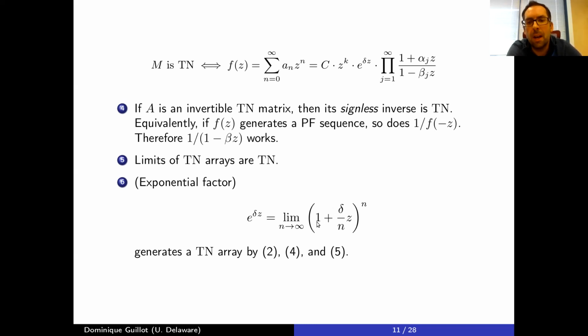Now, if you look carefully inside the parentheses, this is a function of the form 1 plus alpha z. We know those work. You raise it to the power of n. Products are fine, so that works. Then you take a limit. That also works. So the exponential is fine. And therefore, we've proved that every single one of these functions is going to yield a totally non-negative array. The converse, of course, is much harder. You need to show the power series is actually convergent and that this is everything that you get. So that's a tricky part of the proof.